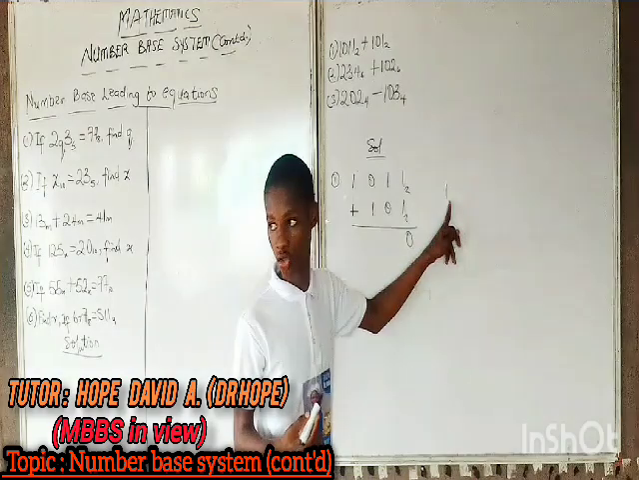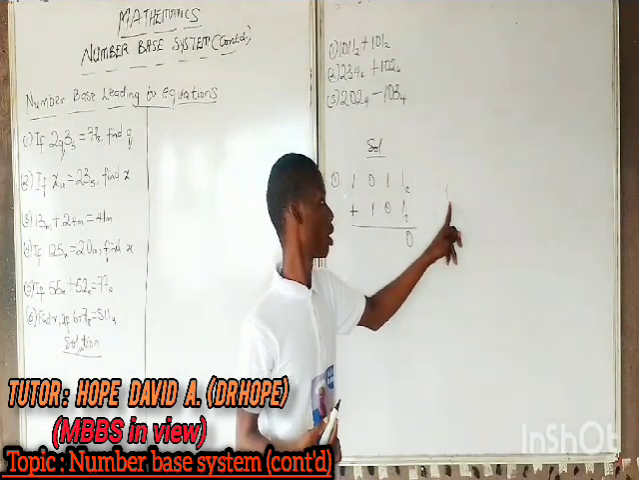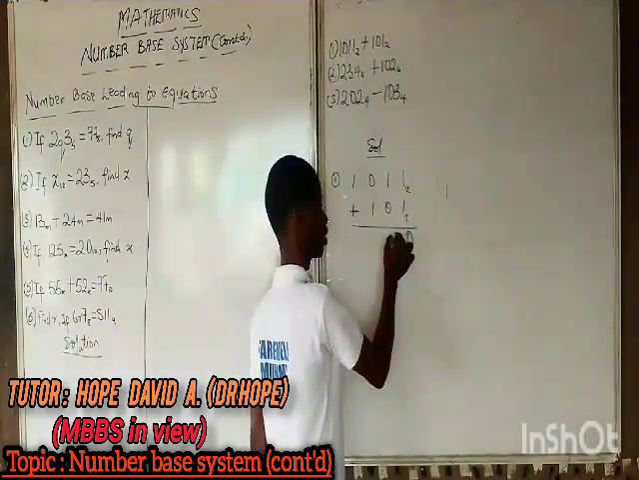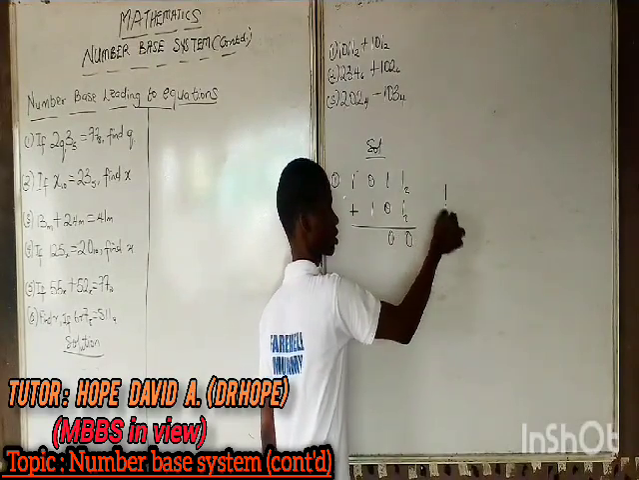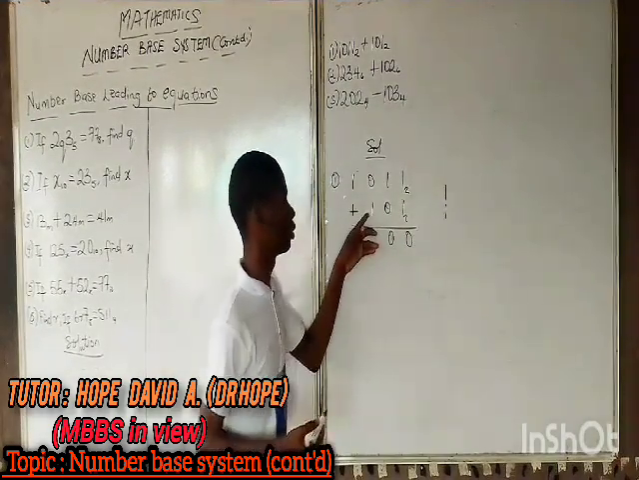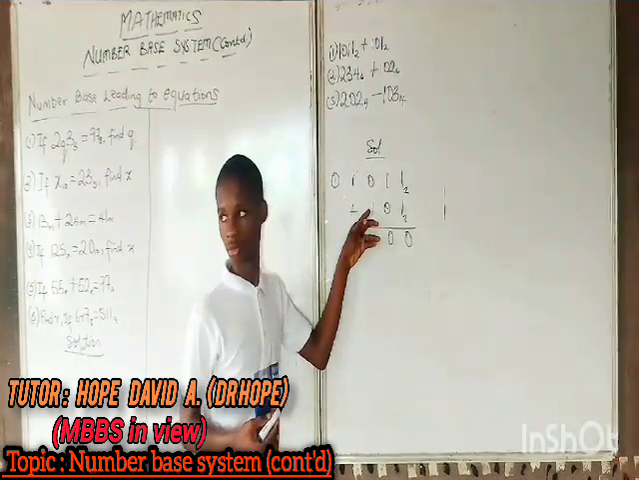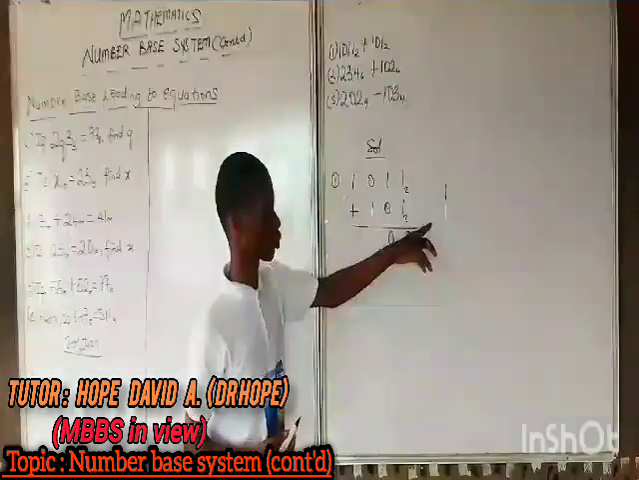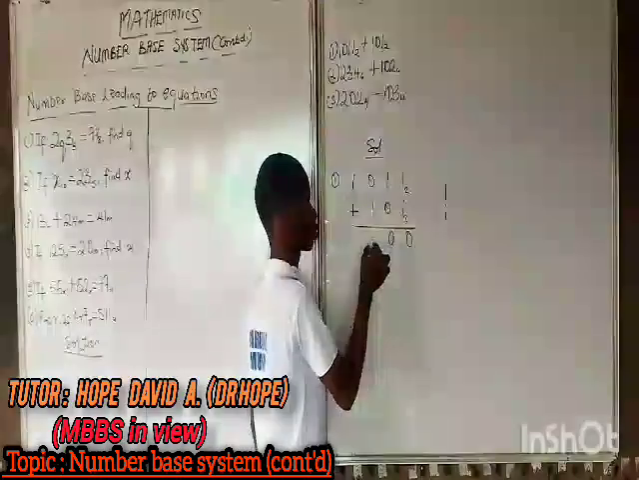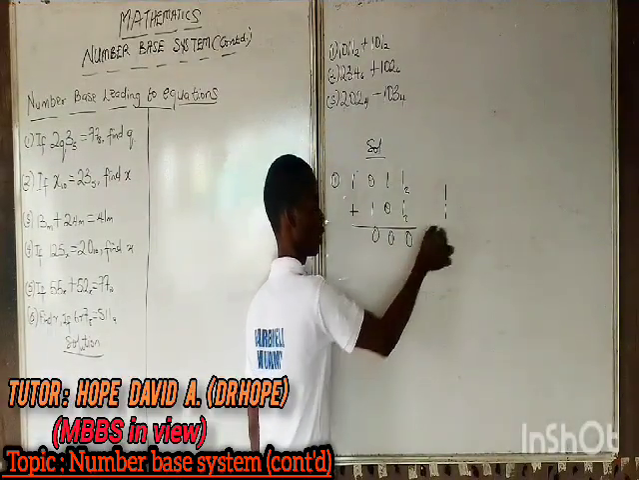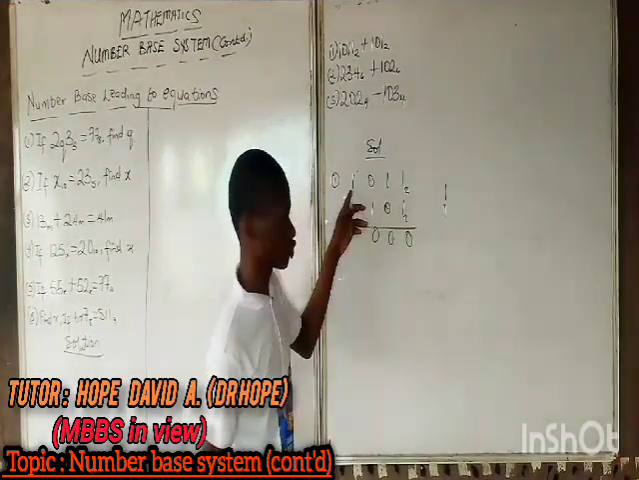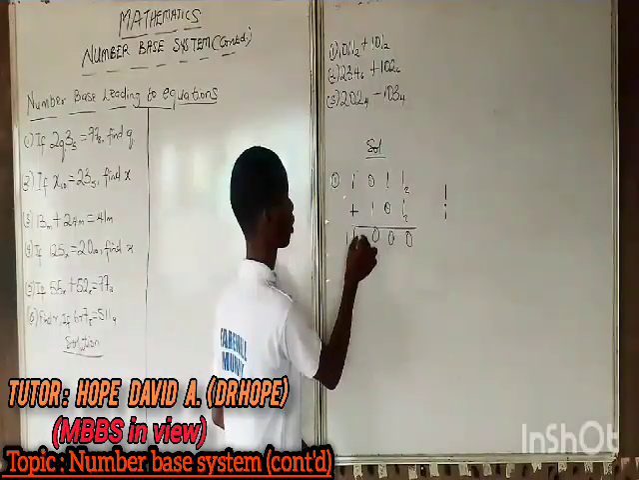1 plus 1 we carry 2. 2 divided by 2 is 1 remainder 0. 0 plus 1 is 1. Then 1 plus 1 is 2, 2 divided by 2 is 1 remainder 0, so we write down 0 and carry 1. So 1 plus 1 here is 2, the same thing. So that is the answer.